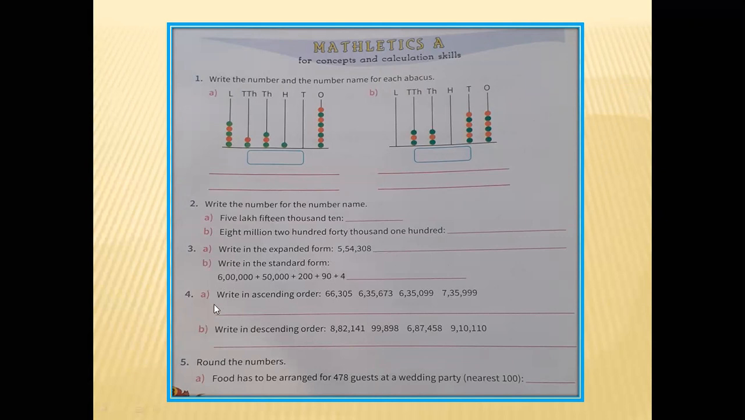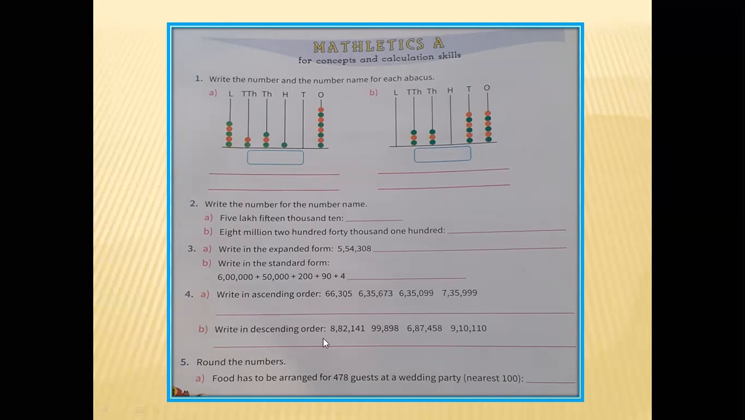Okay, next fourth one, write in ascending order. 66,305, 6,35,673, 6,35,099, 7,35,999. This one also you have to write in ascending order. Ascending order means smallest number to biggest number. Like this you have to write in ascending order.